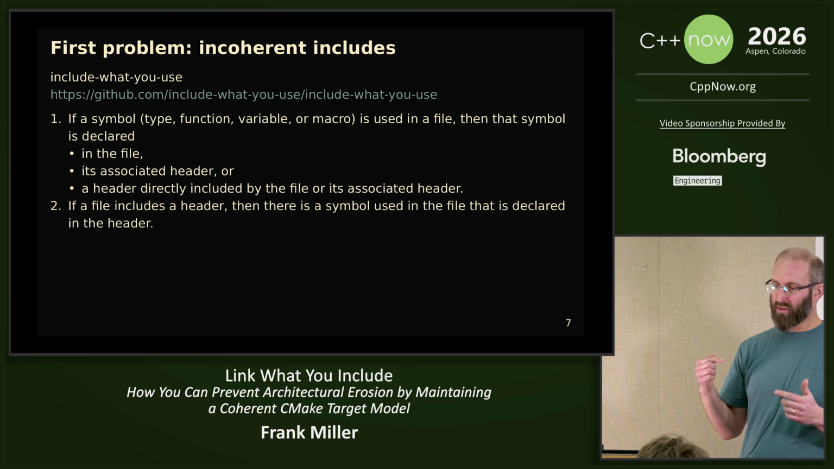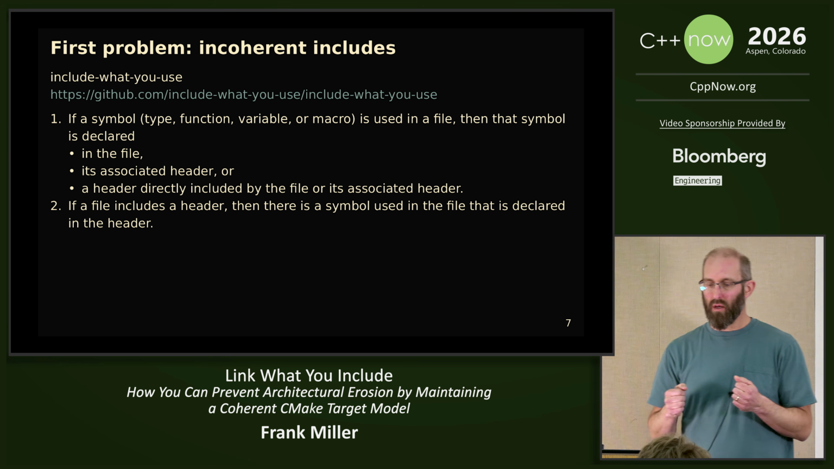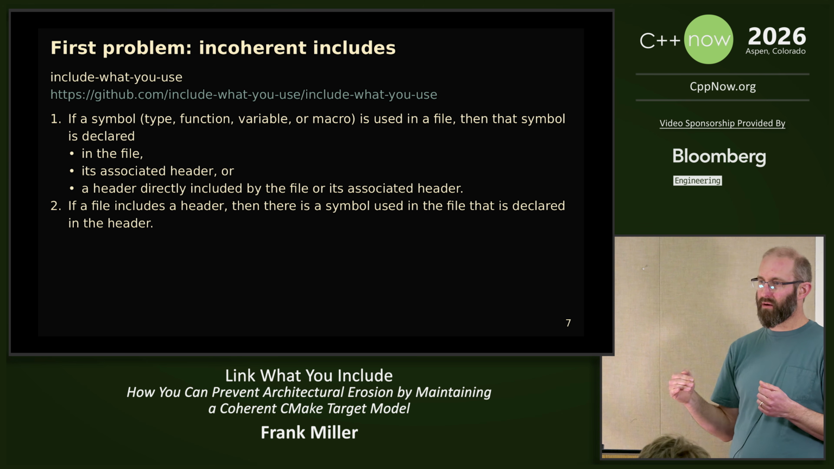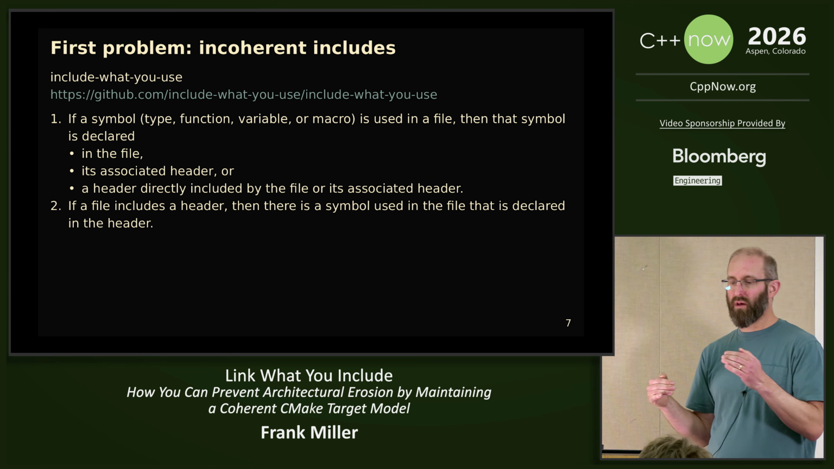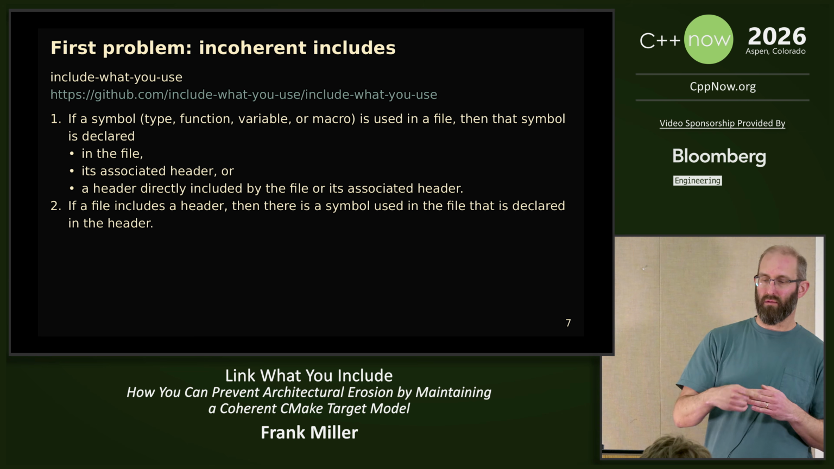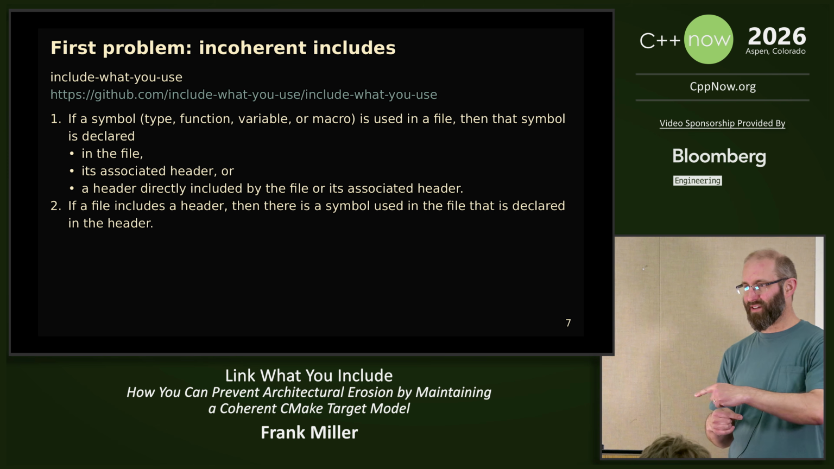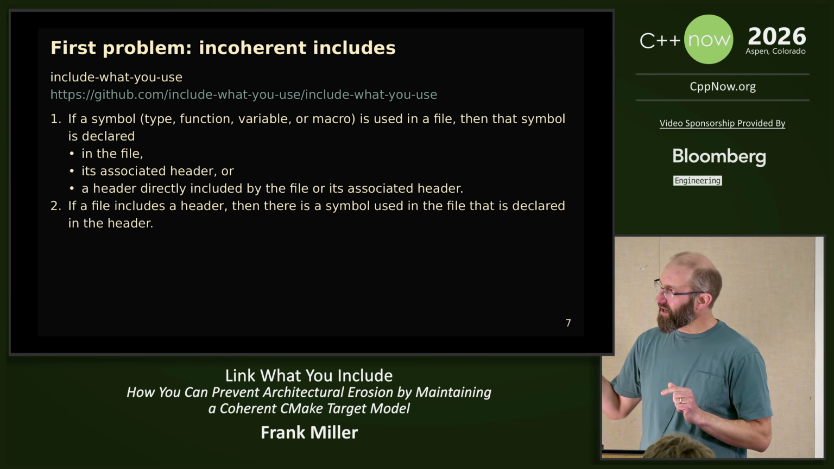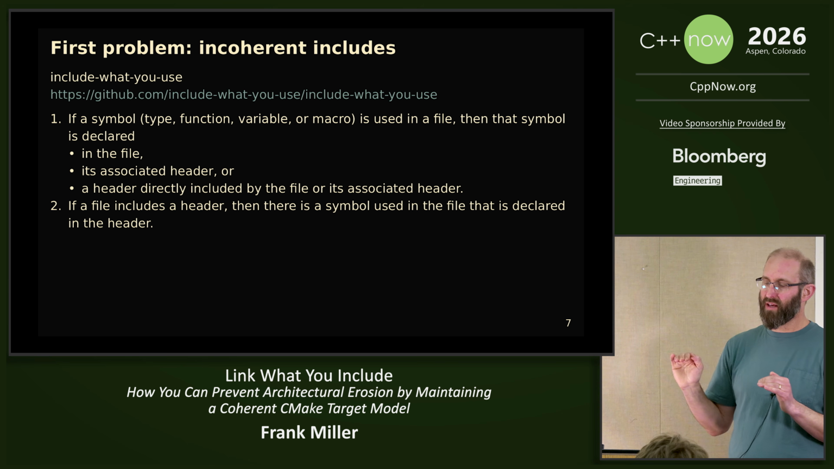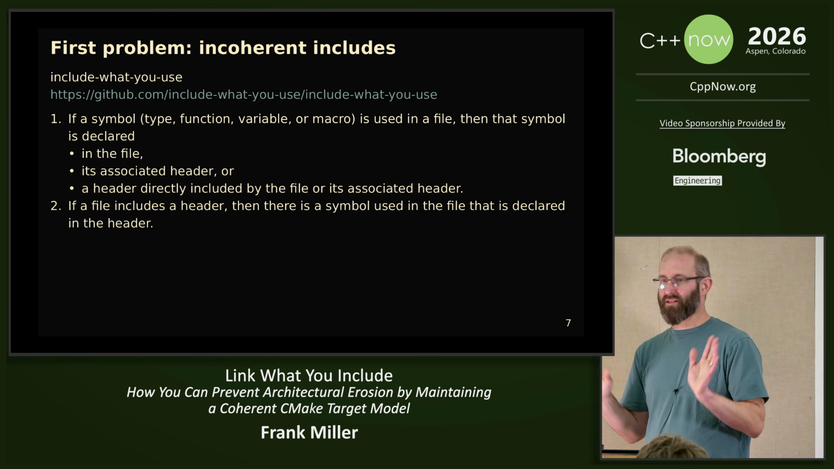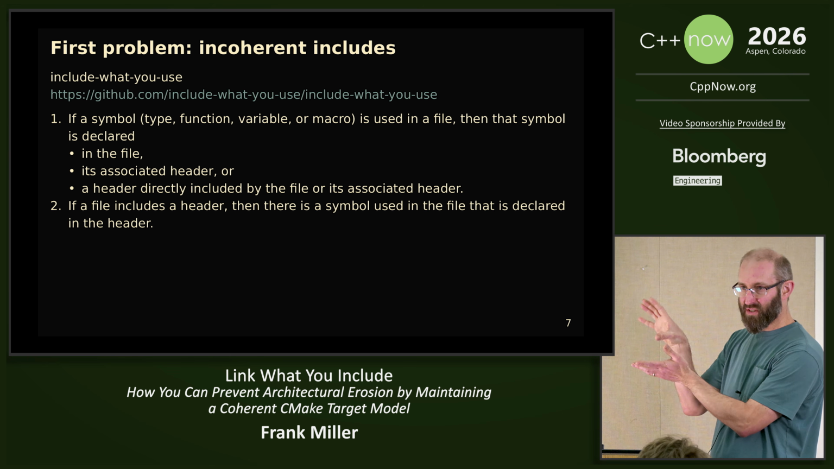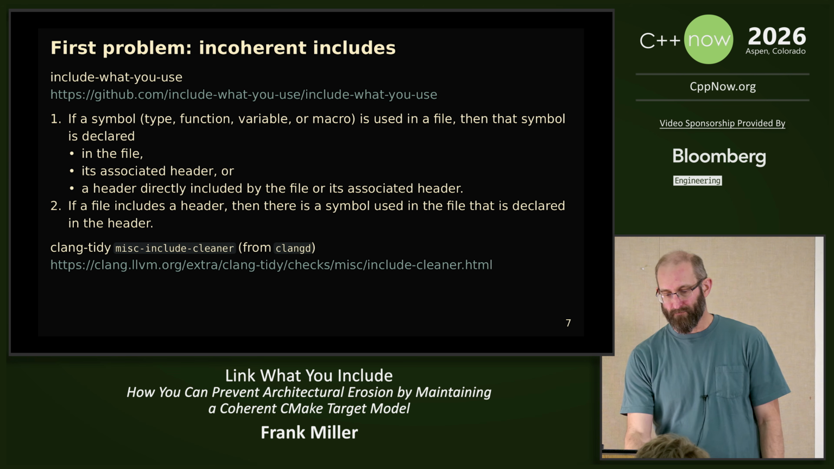The second rule is the converse, and that's actually probably more interesting. So if a file includes a header, then there is a symbol used in the file that is declared in the header. So that's saying if you include it, then you use it, right? Or don't include what you don't use. And it's interesting that that second rule doesn't mention anything about the associated header. It's just a subtlety with the thing. This isn't a talk about include what you use, but I think it's important to appreciate that this is a hard problem and there are some subtleties to it.